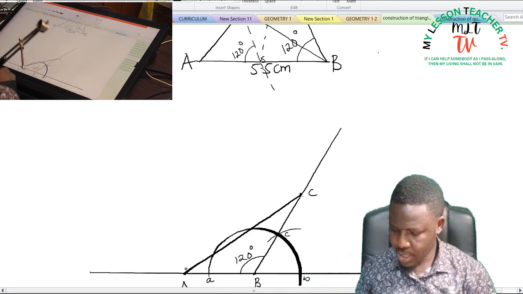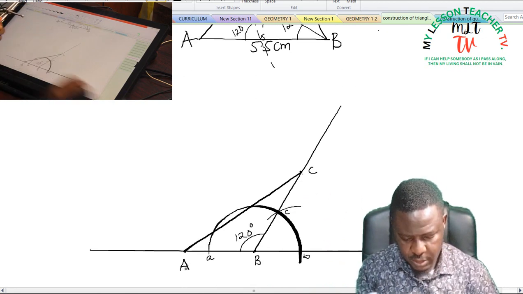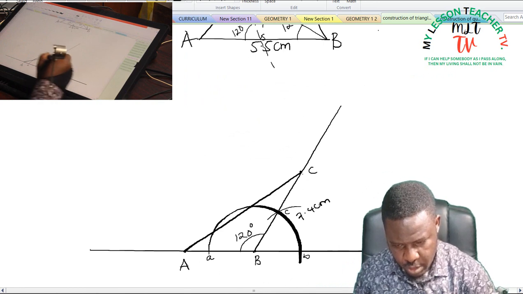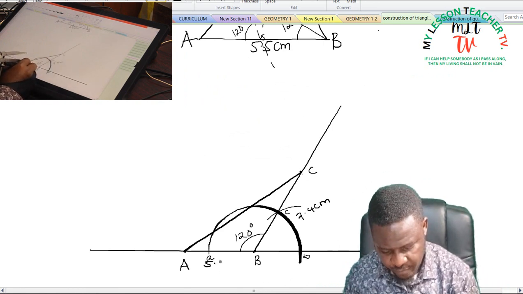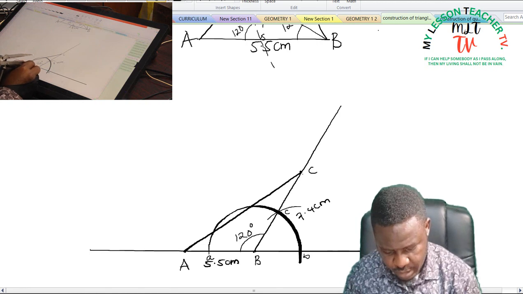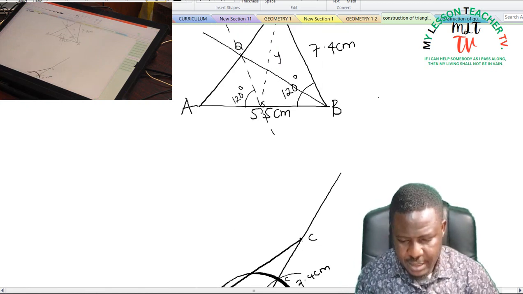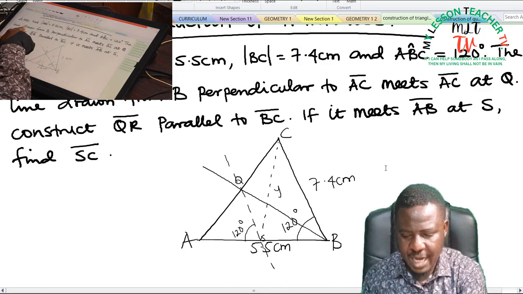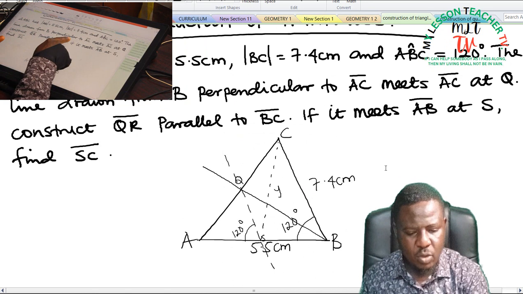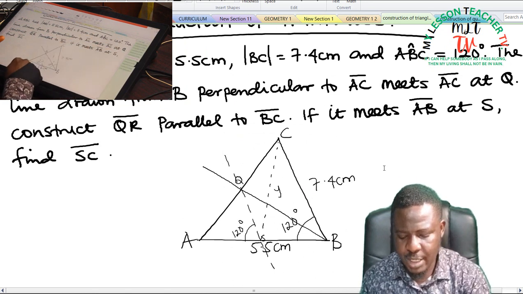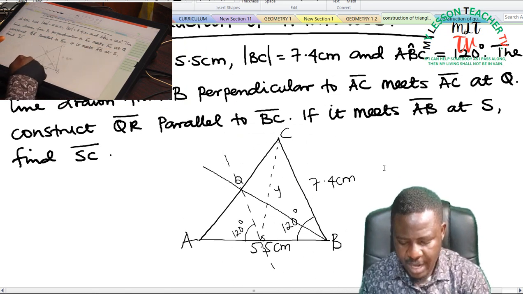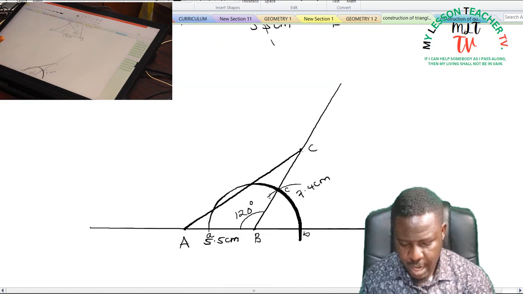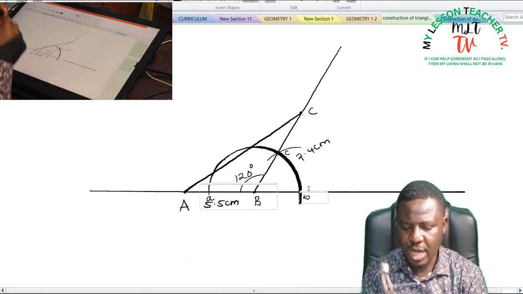So I have gotten AC. This is 7.4 centimeters, while this is 5.5 centimeters. Next is for us to draw a bisector. The line drawn from B perpendicular to AC meets AC at Q, meaning this line is going to bisect AC into two equal parts. So I'm going to bisect AC, and how do I do that?